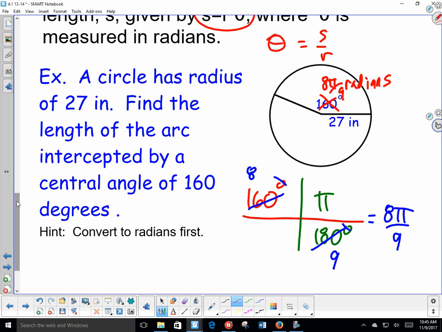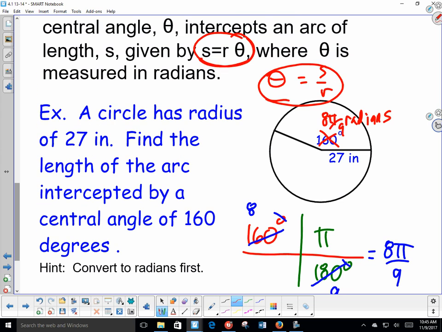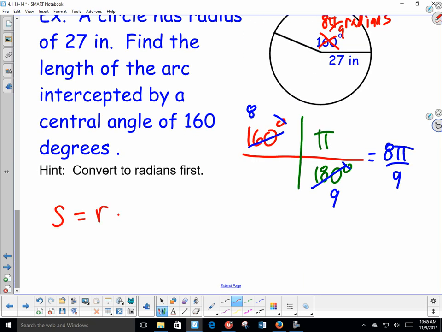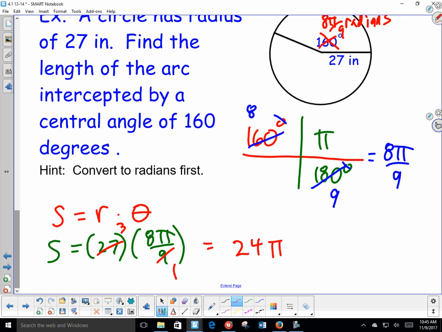Agreed? Yes. So now we're going to go to our formula. What are we trying to find? The arc length. So we can use this formula, or we can multiply both sides by r and use this formula, right? So we get S equals r times theta. What am I plugging in for r? 27. What am I plugging in for theta? 8 pi over 9. And so that's going to give us our arc length. 9 goes into 9 once, into 27 3 times. I'm getting 24 pi. What units are we talking about?